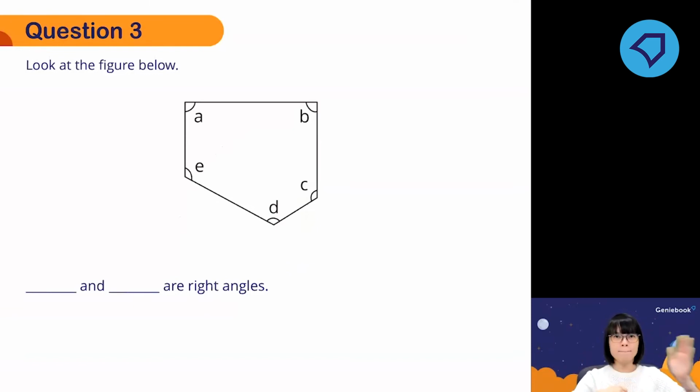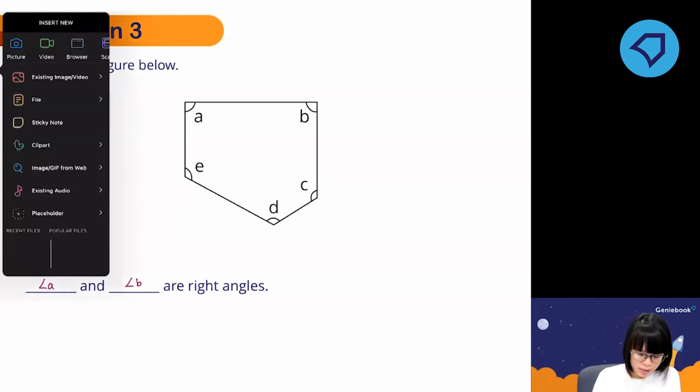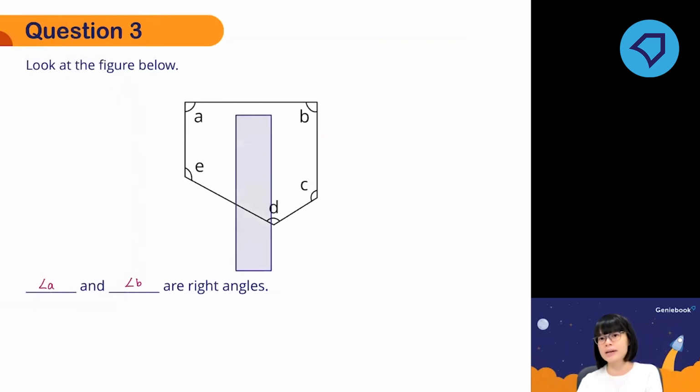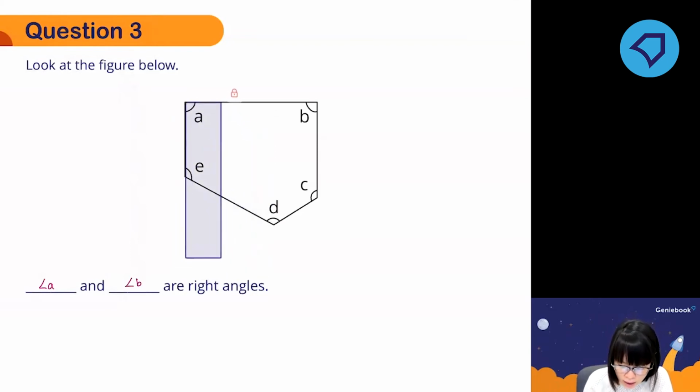Is it A and B, B and C, C and D, D and E, A and E? A and B, excellent job, well done. So angle A and angle B are right angles. Some of you are asking me, how do you identify whether it's a right angle? Same thing, use your ruler. Use the corner of the ruler, align it to the point of the angle itself, and ta-da! You see? It fits perfectly.